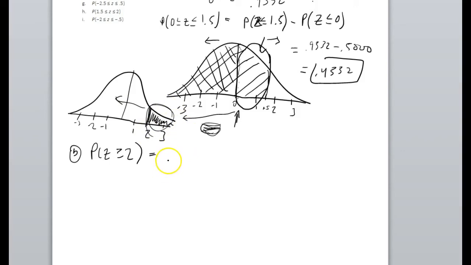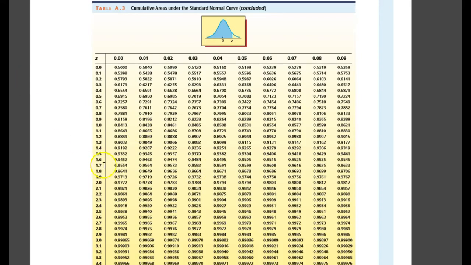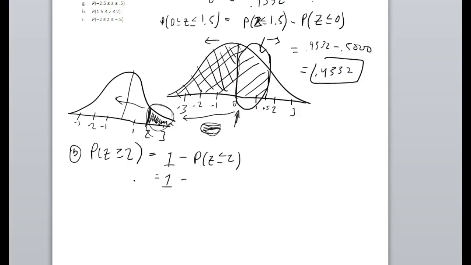So that's easy, right? We know that the total area under the curve is equal to 1, so we could just say, well, okay, then this is just going to be 1 minus the probability that z is less than 2, which is the value that we can look up in the table. So that's equal to 1 minus, and then we go to the table. We find 2, and that's 0.9772 right here. We go back, and that gives us 0.0228. That's that.